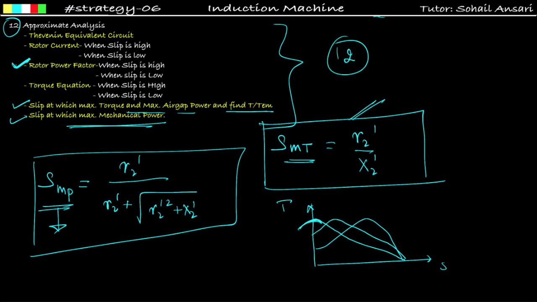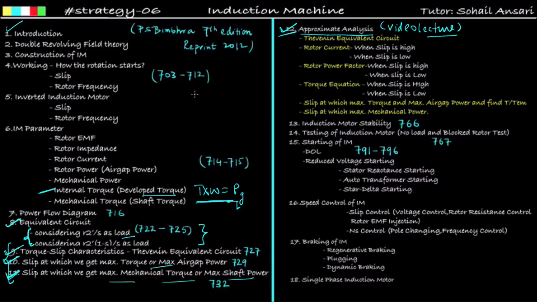So now you got point number 12, so you can make the notes of point number 12. Now point number 13, 14, 15, all these I have already told you in my strategy video. These concepts are given on page numbers 766, 767 and 791 to 796 of PS Bimbhra 7th edition. So complete these 3 points, that is 13, 14, 15, in 2 days.